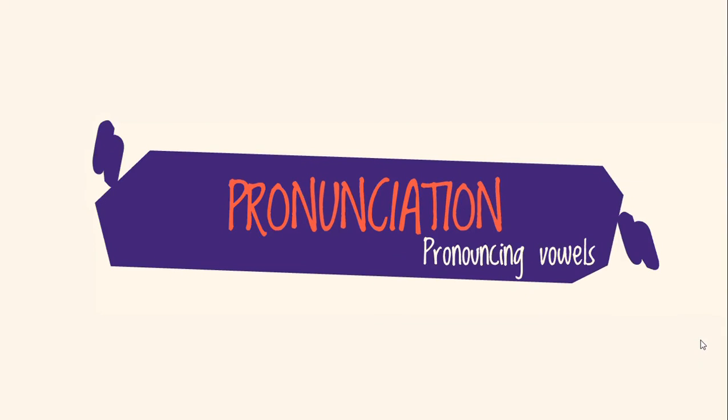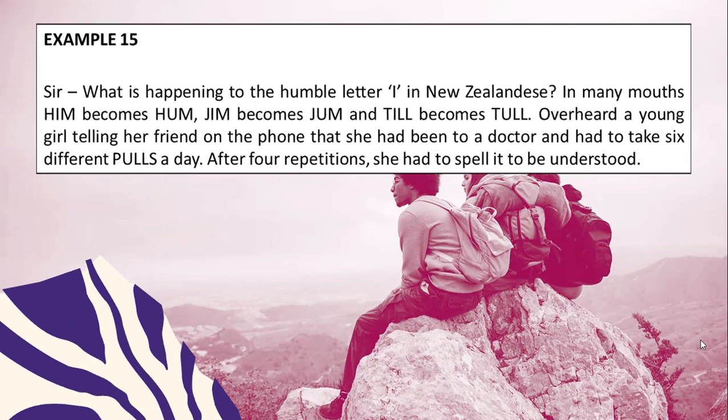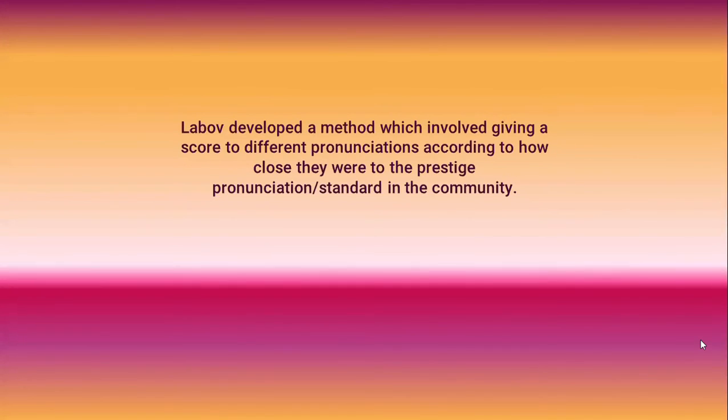Okay, now example 15. "Sir, what is happening to the humble letter I in New Zealandese? It has become I. I overheard a young girl telling her friend on the phone that she had been to a doctor and had to take six different pills a day. After four repetitions, she had to spell it to be understood." Okay, so in this study Labov developed a method which involved giving a score to different pronunciations according to how close they were to the prestige pronunciation or standard in the community, because it's hard to study the different pronunciation of vowels. So that's why Labov developed this method.